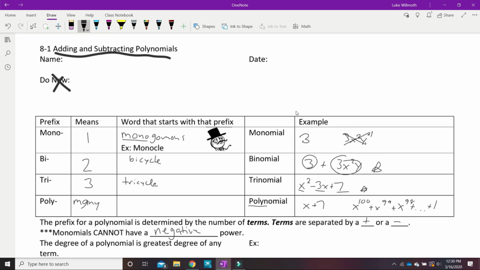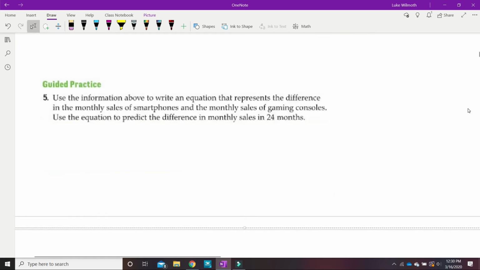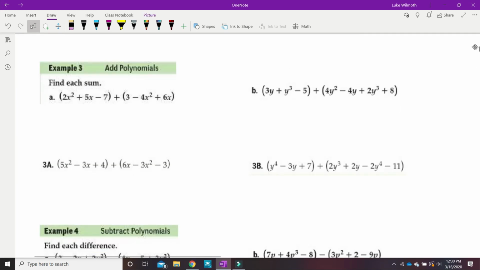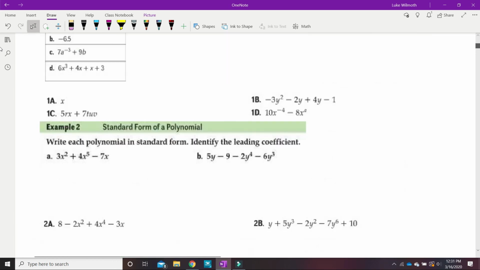So let's scroll down here. Oh, geez. Jumping all over the place.